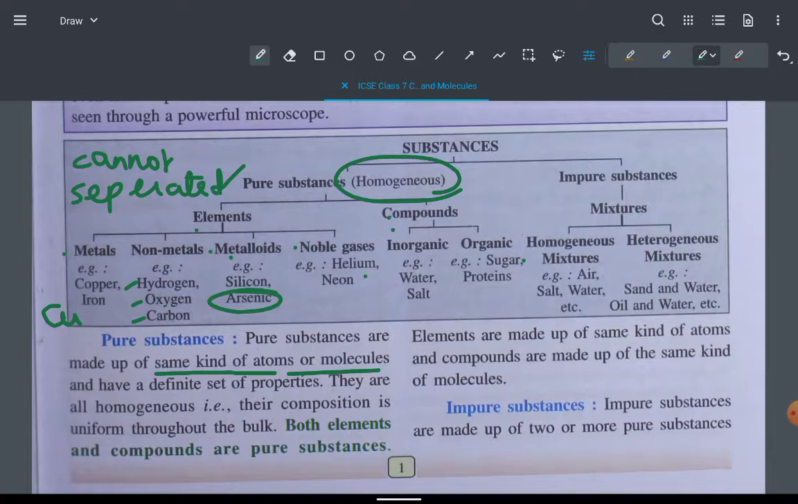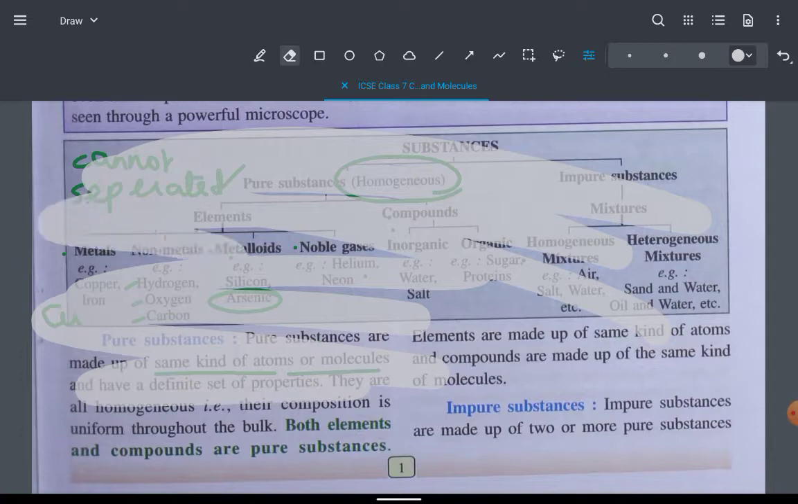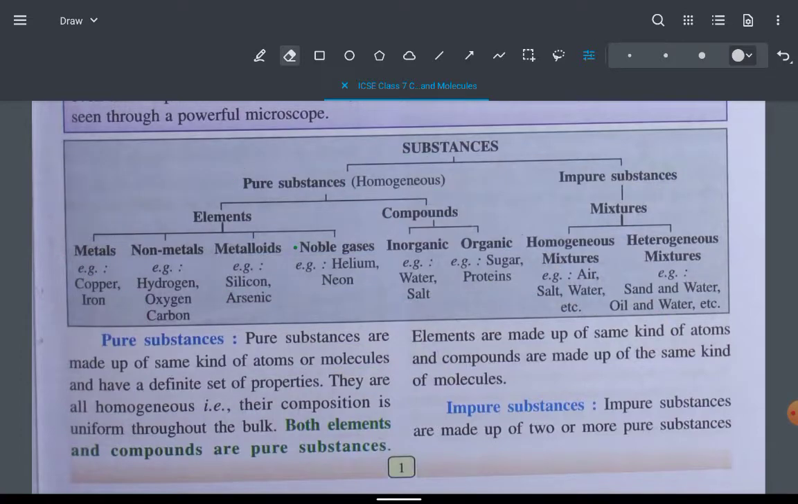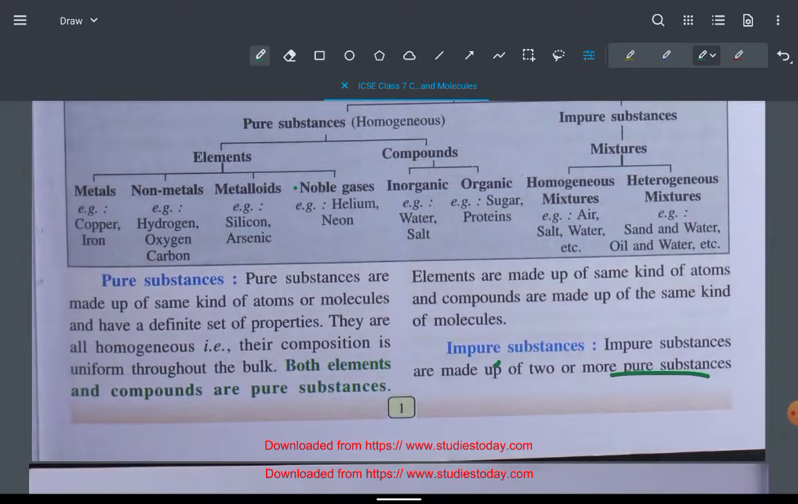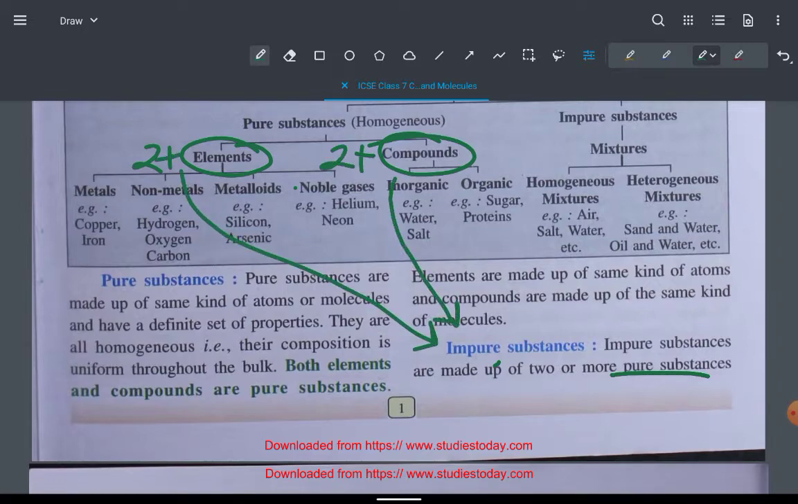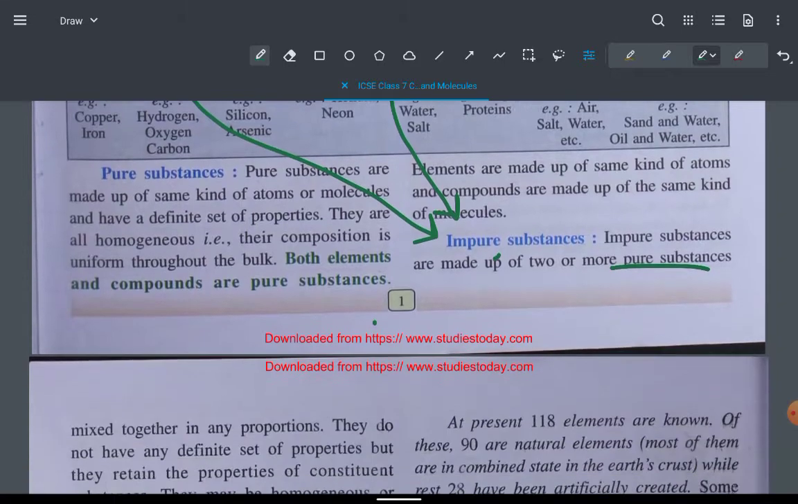Impure substances. What do we mean by impure substances? Impure substances are all those substances which are made up of two or more pure substances. We know pure substances are elements and compounds. So two or more elements will give rise to an impure substance, or two or more compounds will give rise to an impure substance, right?